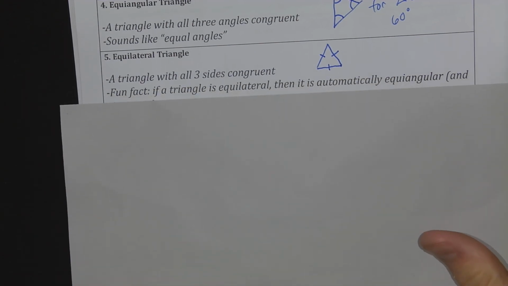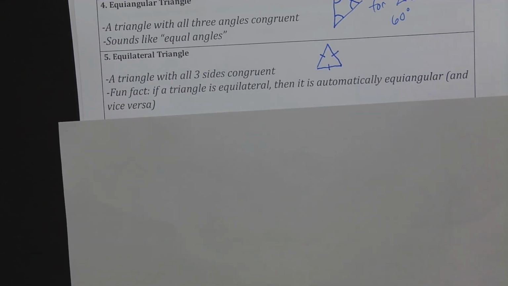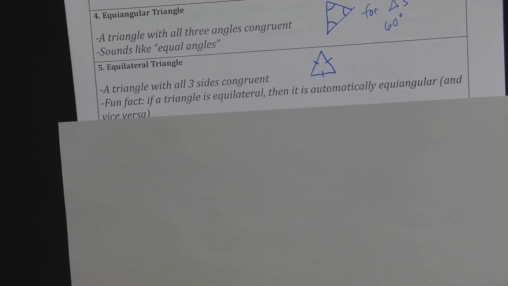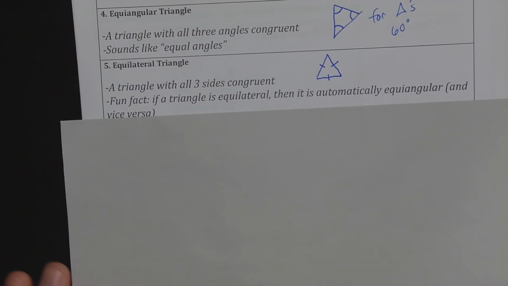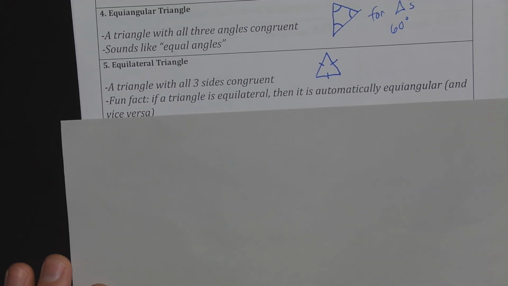Also, fun fact, if a triangle is equilateral, then it automatically has to be equiangular as well, and vice versa. So if you see a triangle is equiangular, you can assume it's equilateral, or the other way around. If you see an equilateral triangle, you can assume it's also equiangular. Both of those names have equal in it, so it should be pretty easy to decipher what that means.